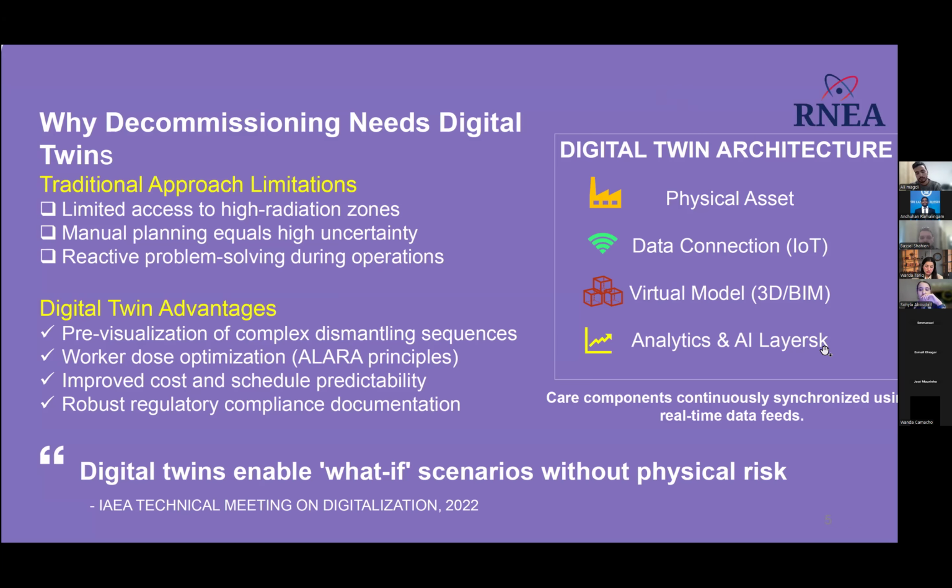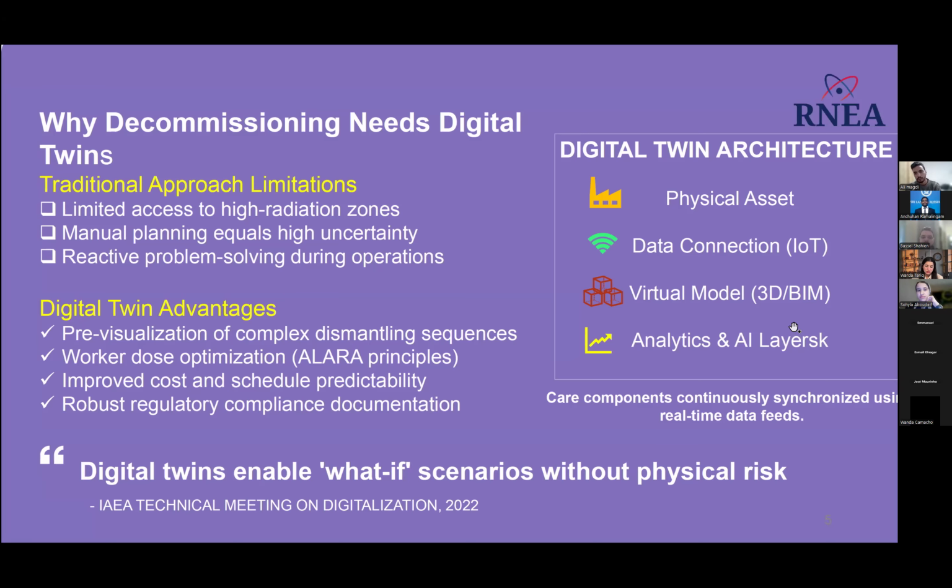So just to ground this technically, the architecture typically has 4 layers. The physical asset itself, the data connection layer, so sensors, IoT, the virtual model, often built in 3D or BIM, and finally, the analytics and AI layer that turns data into decisions. The key is that these layers stay synchronized in real time.